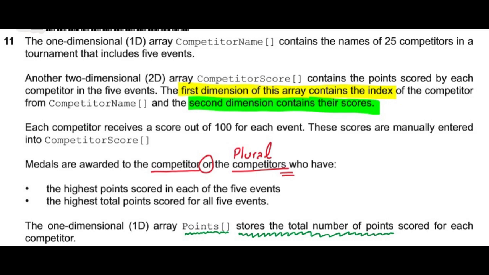The one-dimensional array points stores the total number of points scored for each competitor. So what is the difference between the competitor score array and the points array? The points array stores the total number of points, so we need to add them. So here we are going to use the totaling algorithm, whereas in competitor score we're just going to enter the scores, and in points we need to add them up and find the total.